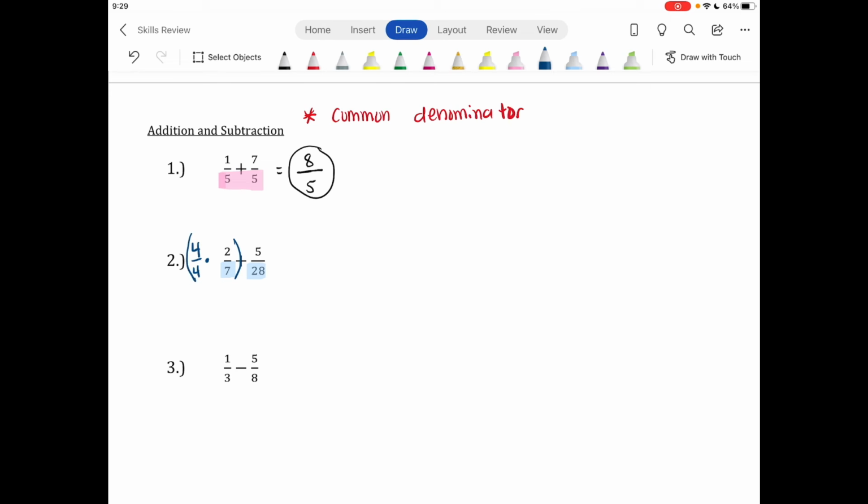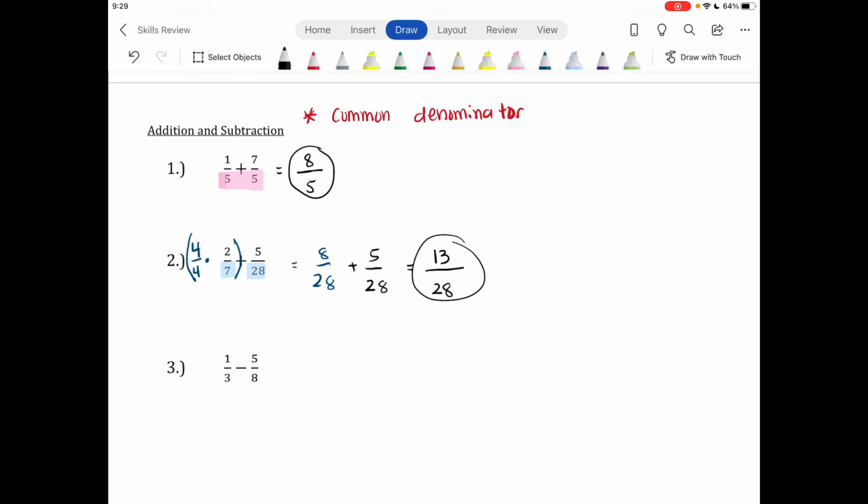So we're going to multiply that first fraction by 4 over 4, and this is now going to become 8 over 28. Then we're going to add that second fraction, 5 over 28. Now we're ready to add across the numerator, which is 13, and keep the denominator the same, 28. And there is our final answer.